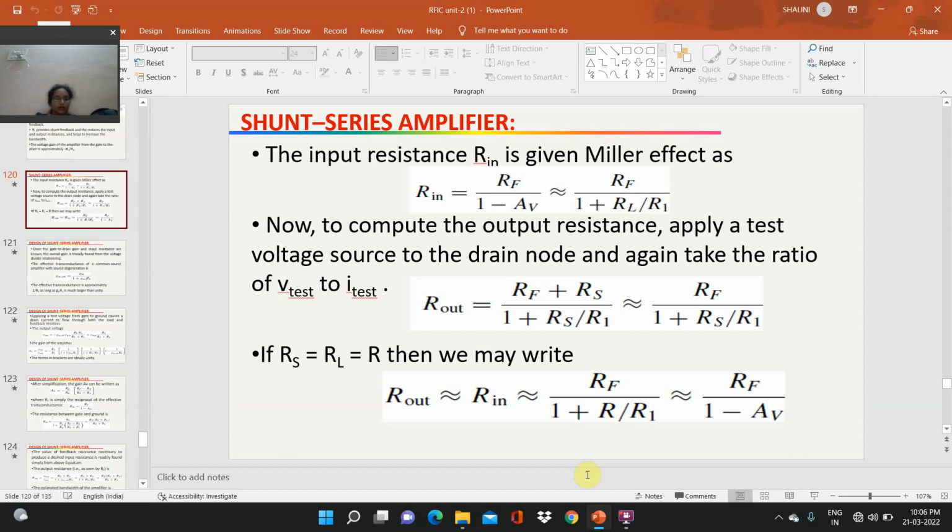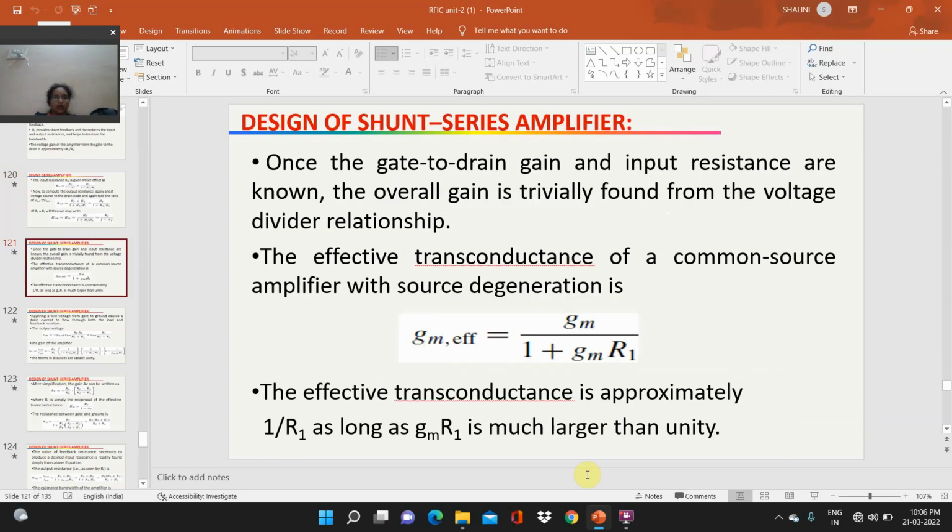If both RL and Rs are equal to R, then the equation may be written as Rout is approximately equal to Rin, approximately equal to Rf by (1 plus R by R1), that is approximately equal to Rf by (1 minus Av). Design of shunt series amplifiers.